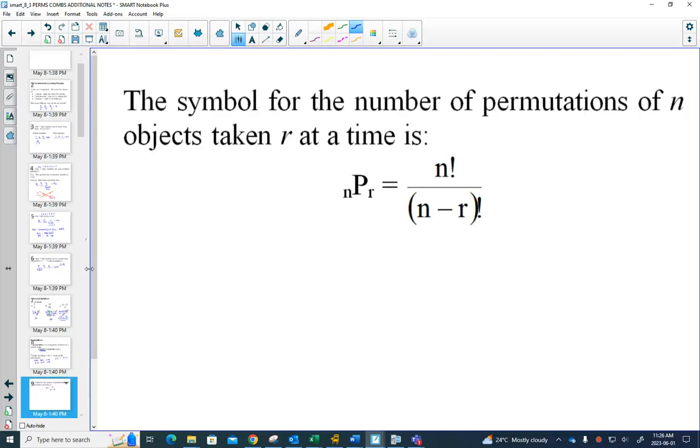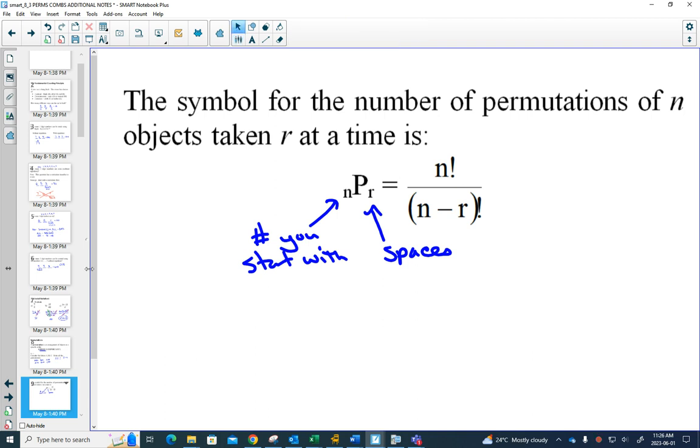So for permutations, we get the factorial notation. This formula is on your formula sheet. You might remember that this part was how many spaces, and this is the number that you start with. So we can translate the formula to spaces and fundamental counting principle, but we also have a formula with factorials as well.